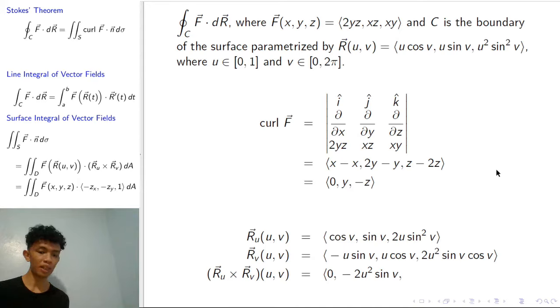So this gives us, for the second component of the cross, negative 2u squared sine v. And for the last component of your cross, you take the product of this component with this one, that's u cosine squared v, and then subtract the product of these two components, which is negative u sine squared v. You take the difference and get u multiplied by cosine squared v plus sine squared v, which is again 1. So you just get u for your last component. So again, our curl is 0, y, negative z. Our normal vector is 0, negative 2u squared sine v, u.